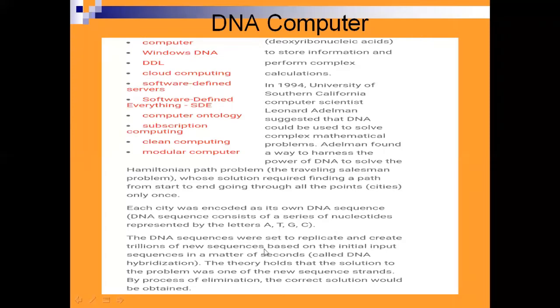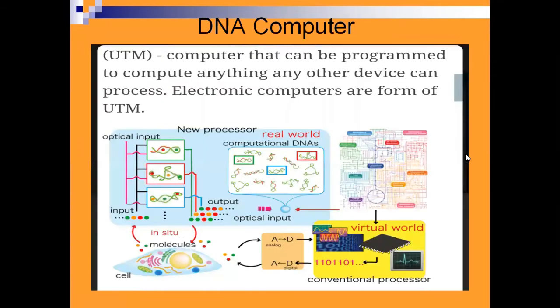The DNA sequences were set to replicate and create trillions of new sequences based on the initial input sequences in a matter of seconds. So that is called DNA hybridization, getting new DNA sequences. The theory holds that the solution to the problem was one of the new sequence strands. By process of elimination, the correct solution is found. Here you can see the DNA computer concept in the picture.